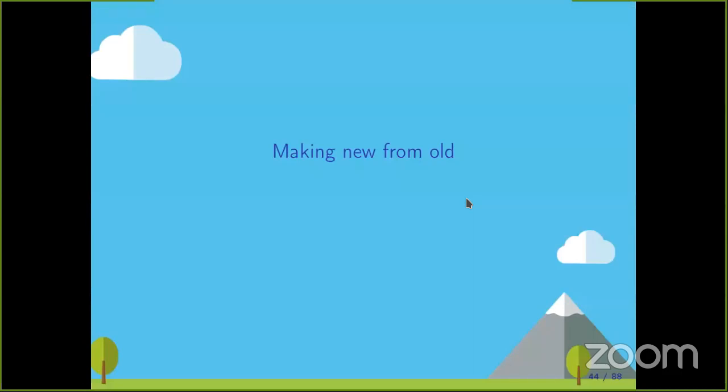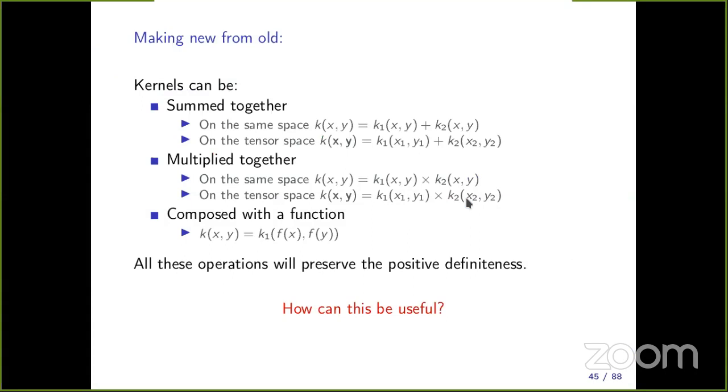Now I'm going to talk about how to define new covariance functions. A very common thing is to take existing ones and modify them by combining them together. So kernels can be summed together. Either you sum kernels that depend on the same variables, or you pick kernels that depend on different variables and sum them together to make a function over the joint input space. Or you can multiply kernels together, or you can compose kernels with a function. And all of these operations will preserve the positive definiteness.